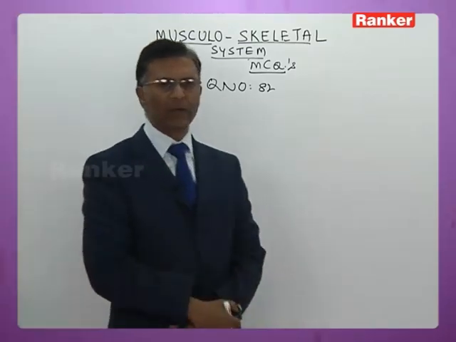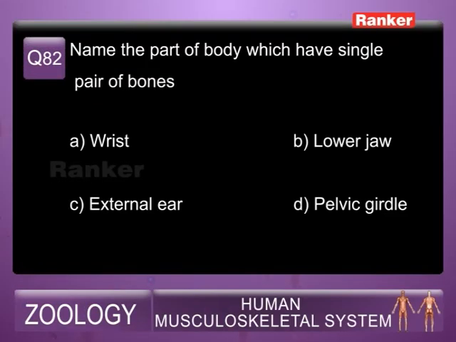82 is here. I shall read out the question for you. Name the part of the body which has a single pair of bones. A. Wrist, B. Lower jaw, C. External ear, D. Pelvic girdle.